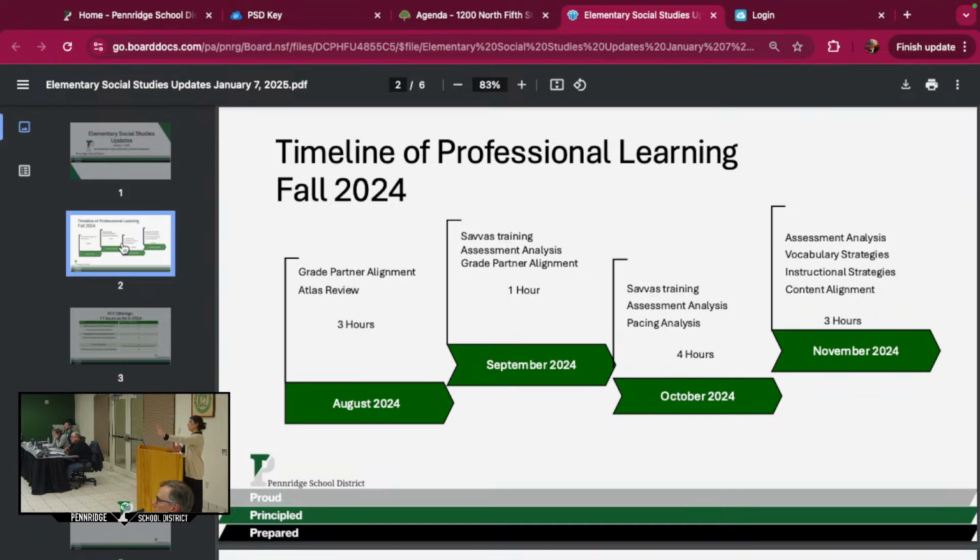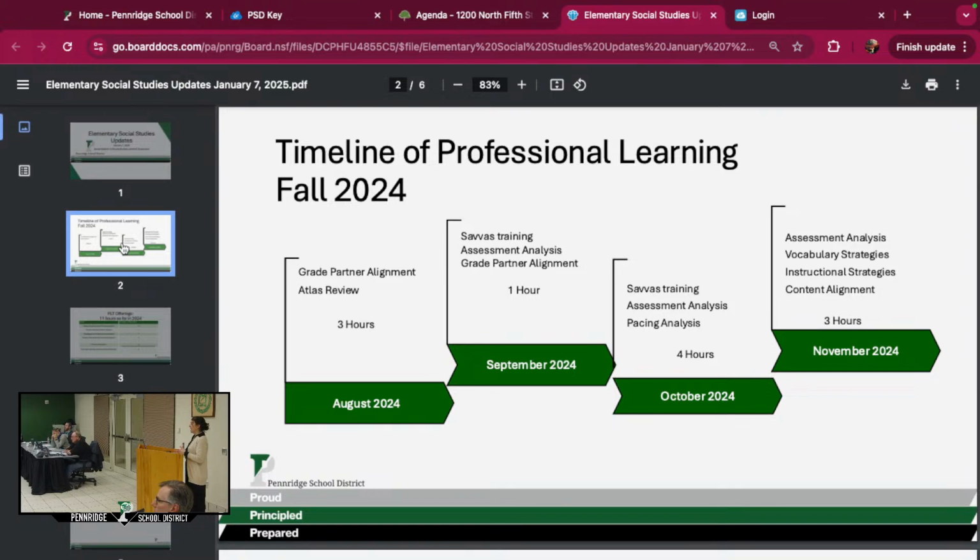And so when you look at August, there's 3 hours in August where we did grade partner alignment. That was the very first training that we did. So basically the grade partners sat together in a room, from all 7 schools, and looked at the resources. A lot of times that was the first touch that they had.